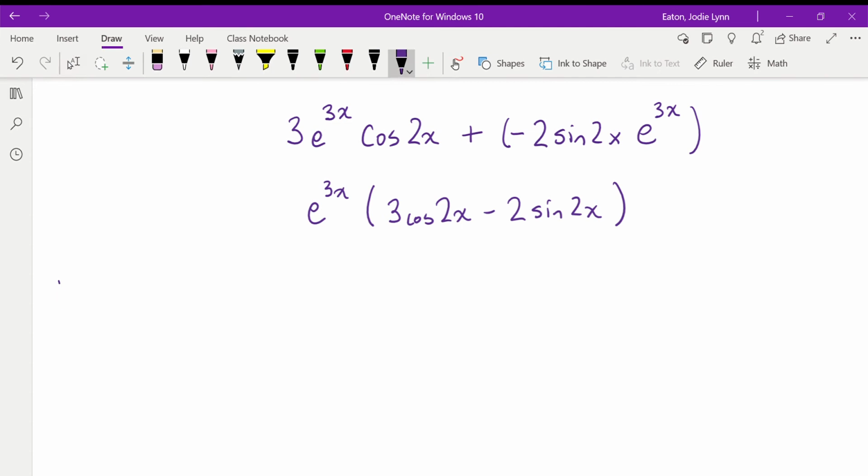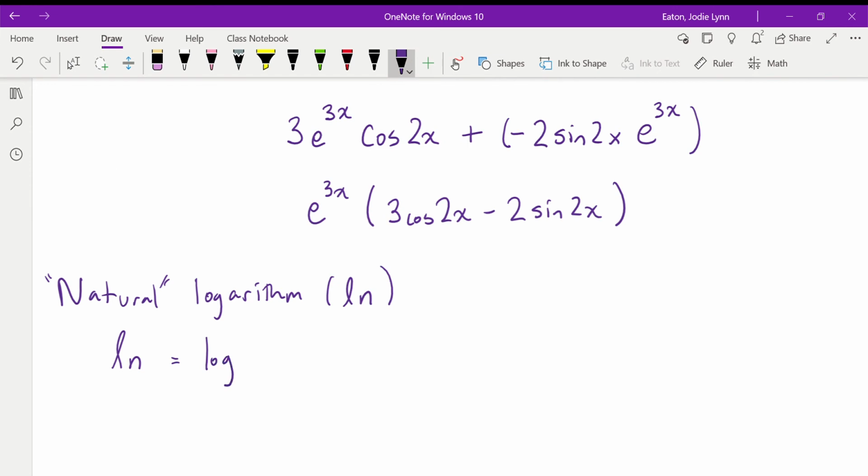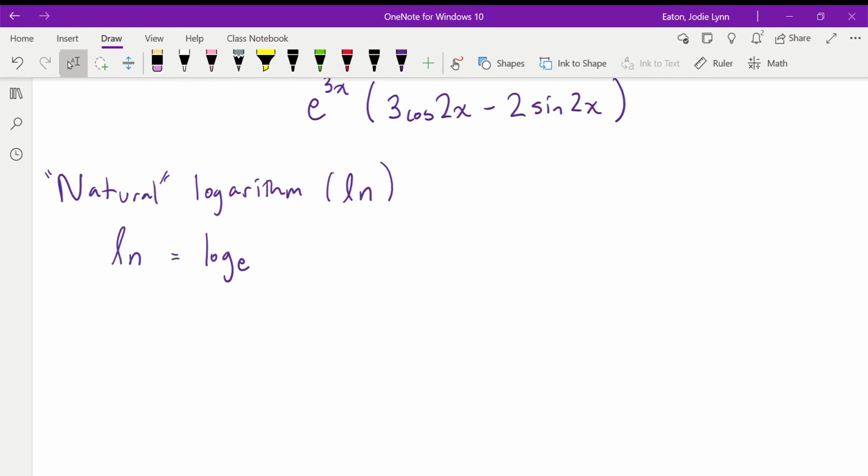Okay. So we call this the natural logarithm. Logarithm is ln, and you will have a button on your scientific calculator for that. The natural logarithm, ln, is equal to log base e. And we're going to be writing ln a lot. So let's look at the derivative of ln with respect to x.